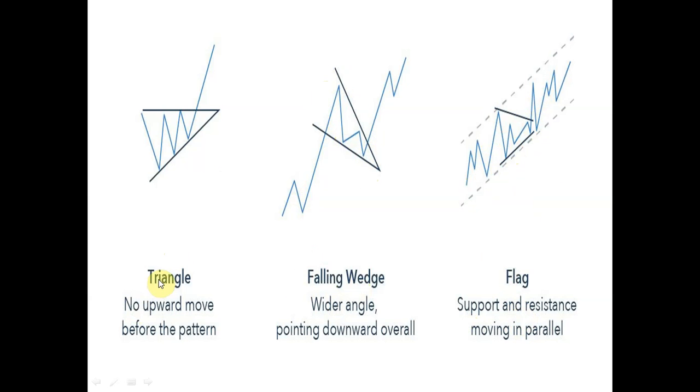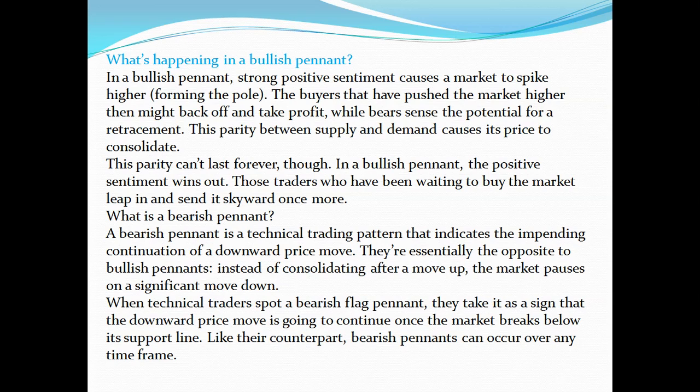So in a triangle, you see no upward move before the pattern. Falling wedge has a wider angle, pointing downward overall. Flag has support and resistance, and in a flag you see it is moving parallel. Triangle I already covered. I will cover falling wedge and flag also. So you see what is happening in a bullish pennant.